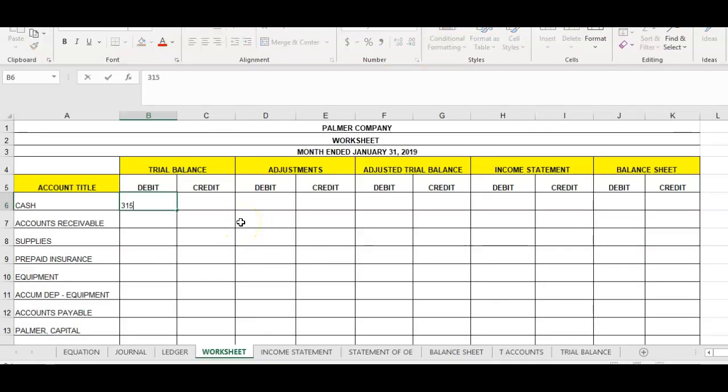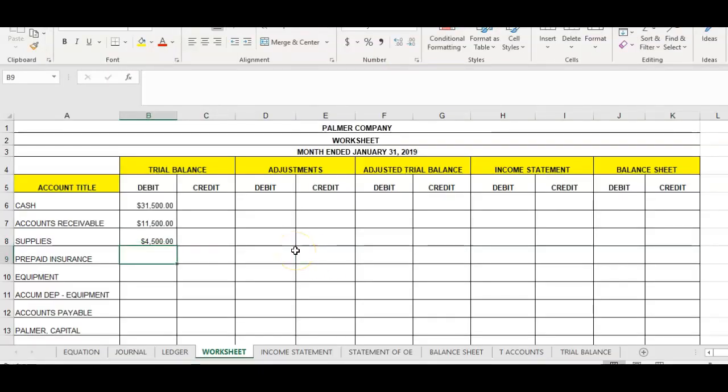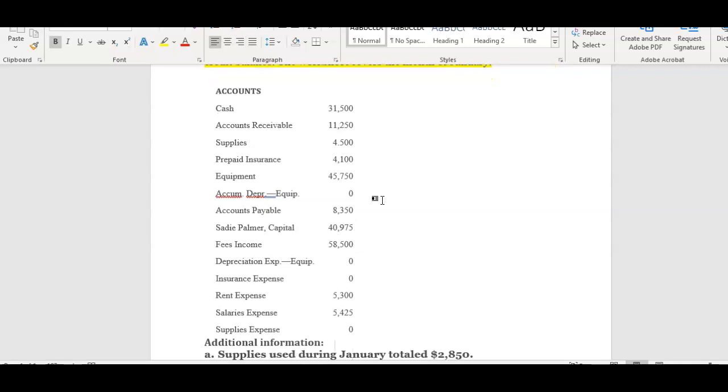So we got 31,500, 11,500. What else we got here? 4,500, 4,100, and 45,750. Okay, so those are all of my asset accounts, and I've recorded them in the trial balance section of the worksheet on the debit side because the debit side is known as their normal balance side.